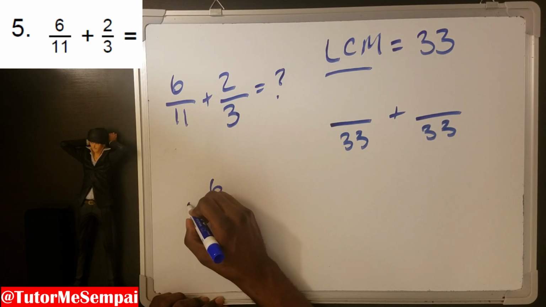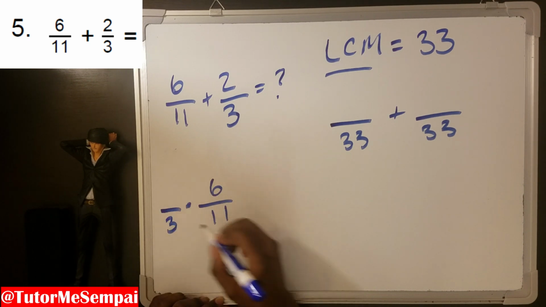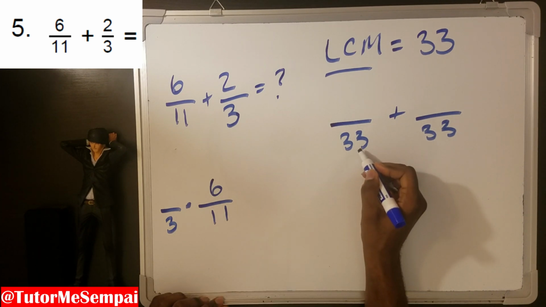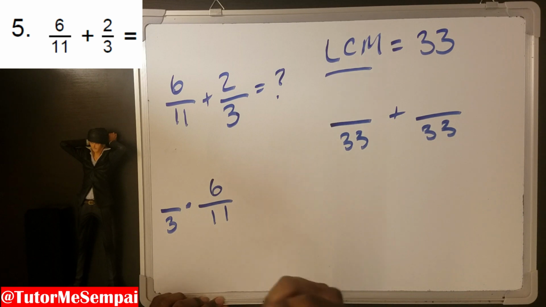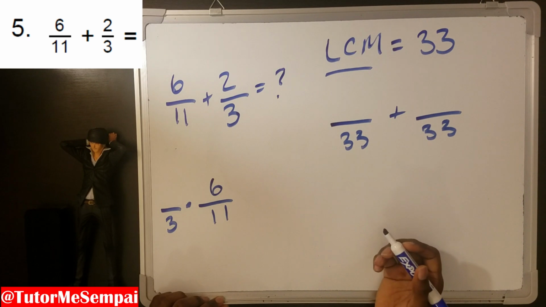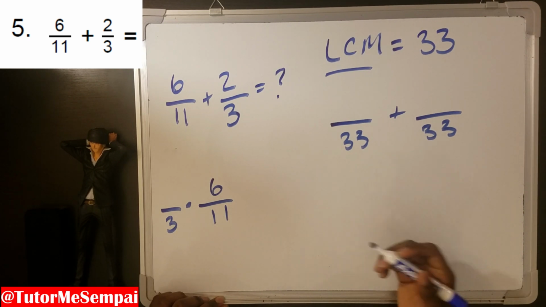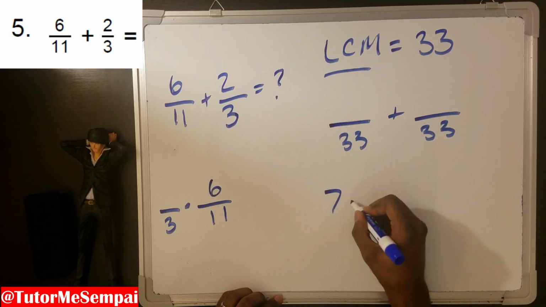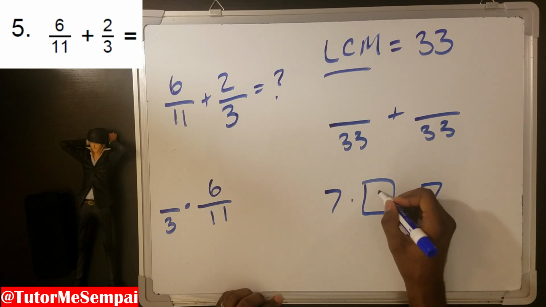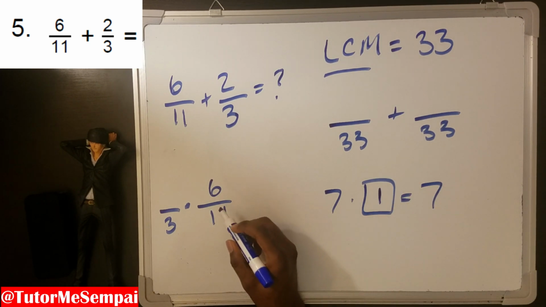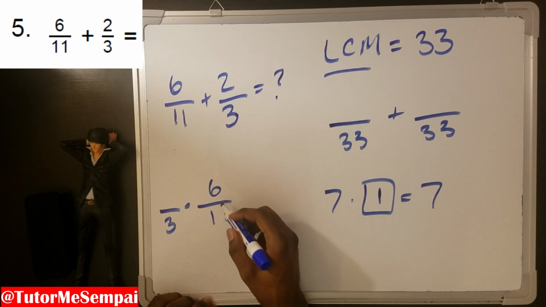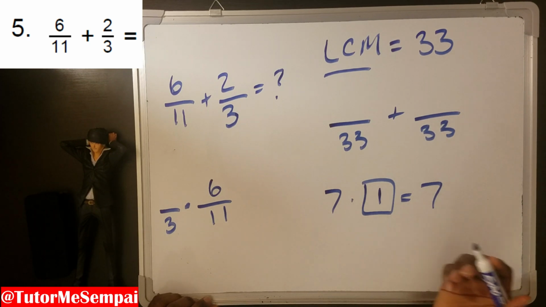Well, that's going to be 3, right? 11 times 3 is going to give us the 33 in the denominator that we're looking for. Now, once again, we don't want to change our fraction. So what can we multiply by anything to get itself? So if we're multiplying 7 times something and it equals 7, what is that something? It's a 1. So if we want to multiply 6 over 11 times something, and we don't want the 6 over 11 to change, we need to multiply it by 1.